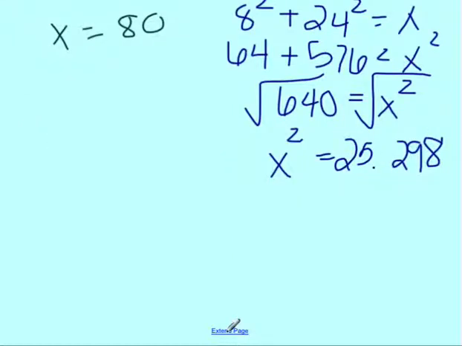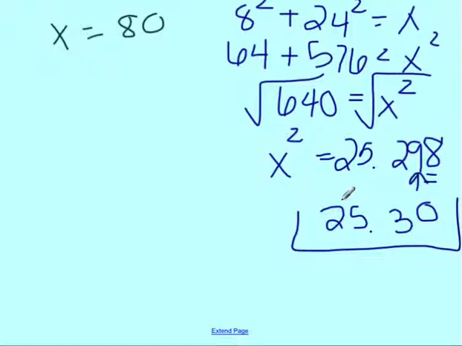So we need to look at the third number. The third number is greater than 5, which means I need to round that 9 up. When I round that 9 up, it's actually going to make me round up the 2. So our final answer for that one, x, is 25.30.